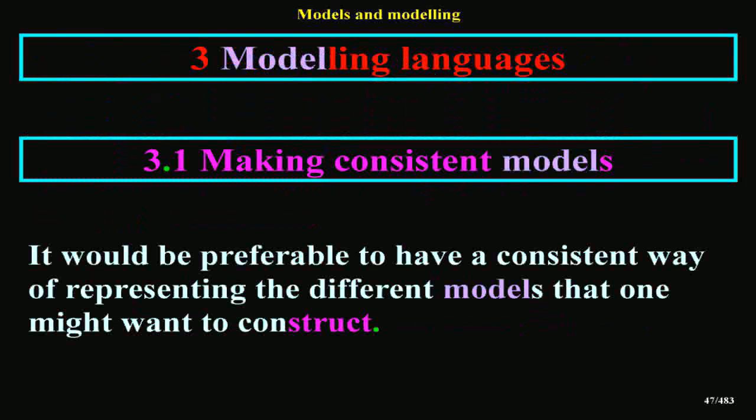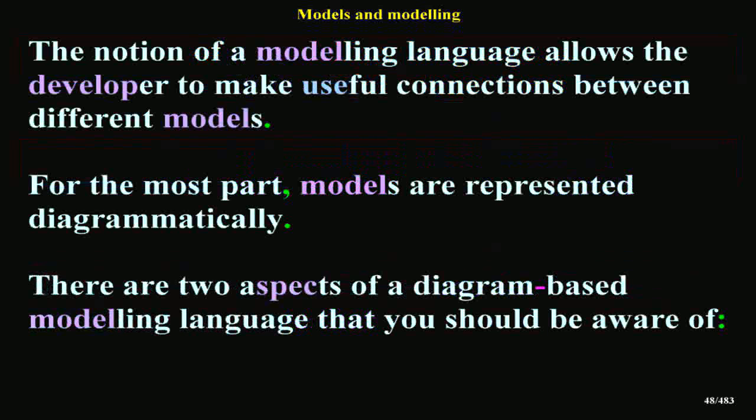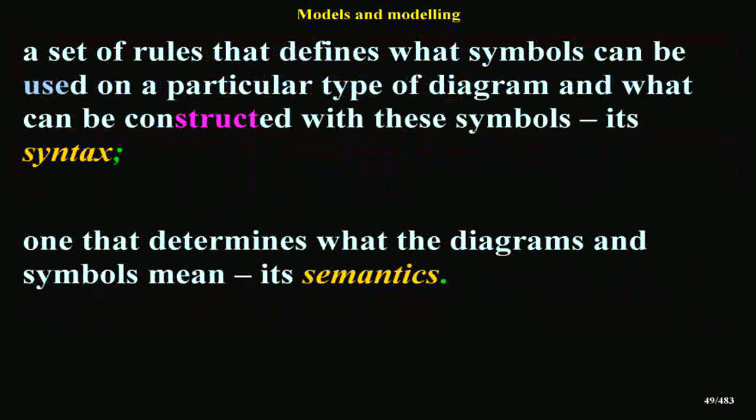3. Modeling languages. 3.1. Making consistent models. It would be preferable to have a consistent way of representing the different models that one might want to construct. The notion of a modeling language allows the developer to make useful connections between different models. For the most part, models are represented diagrammatically. There are 2 aspects of a diagram-based modeling language that you should be aware of: a set of rules that defines what symbols can be used on a particular type of diagram and what can be constructed with these symbols, its syntax. One that determines what the diagrams and symbols mean, its semantics.